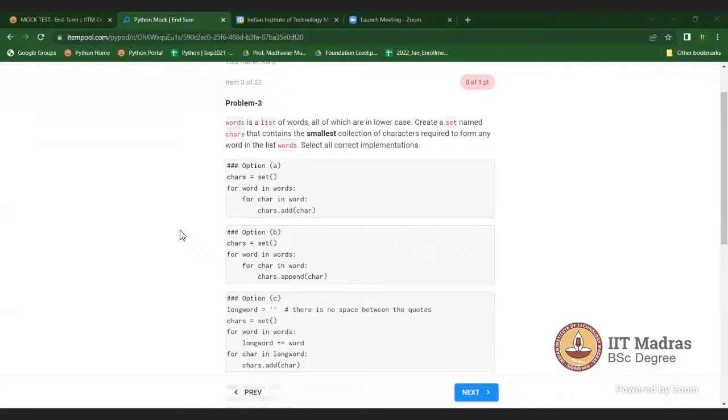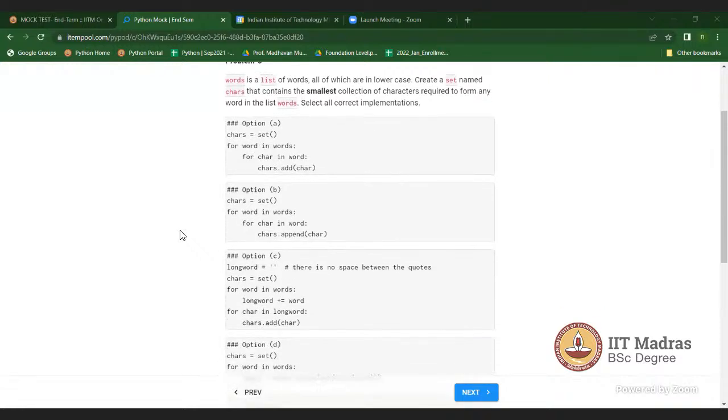And how about option C, sir? Option C: long word equals empty string, chars equals set, for word in words, long word plus equals word, for char in long word, chars dot add char. This is exactly similar to what we have done here. Basically, instead of doing for word in words, we combined all the words and made one big string named long word, and from the characters of long word we are doing the same thing as in option A.